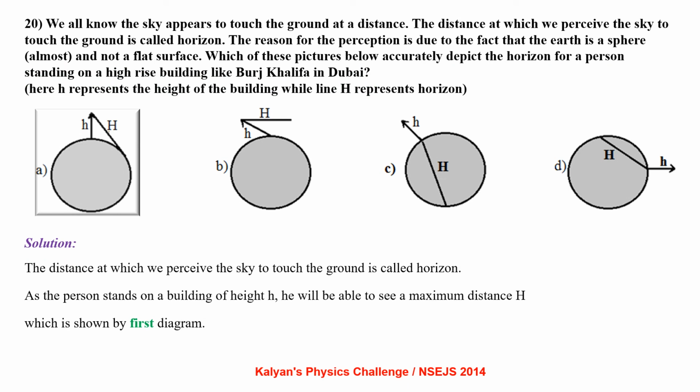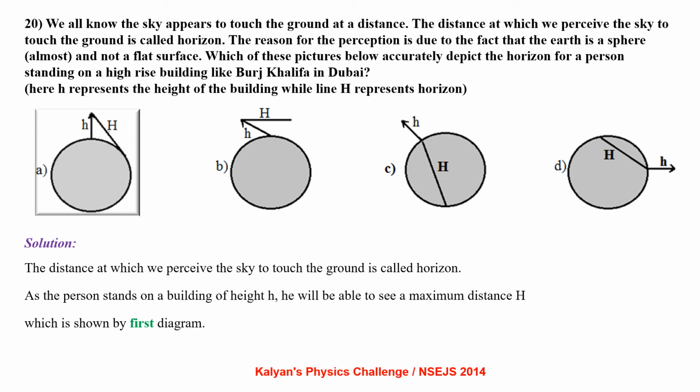We all know the sky appears to touch the ground at a distance. The distance at which we perceive the sky to touch the ground is called the horizon. The reason for this perception is due to the fact that the earth is a sphere and not a flat surface. Which of these pictures below accurately depicts the horizon for a person standing on a high-rise building like Burj Khalifa in Dubai? Here, h represents the height of the building and capital H represents the horizon.